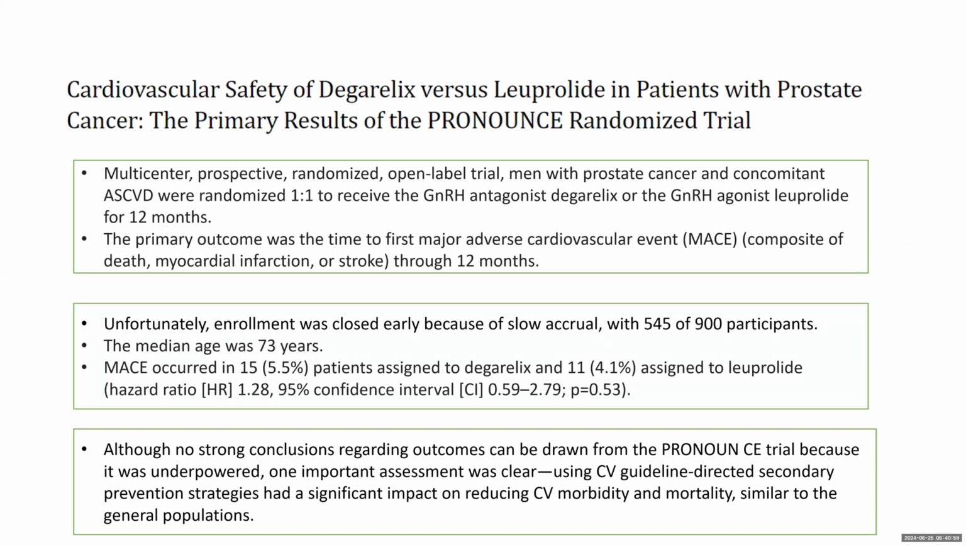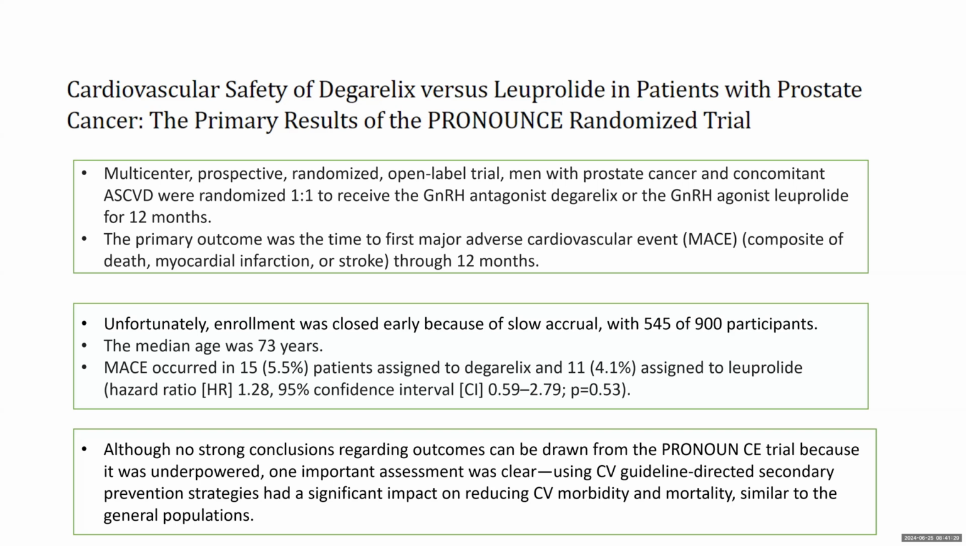There is the PRONOUNCED randomized trial, on cardiovascular safety of degarelix versus leuprolide in patients with prostate cancer. A multi-center, prospective, randomized, open-label trial, in which men with prostate cancer and concomitant atherosclerotic cardiovascular disease were randomized 1:1 to receive the GnRH antagonist degarelix or the GnRH agonist leuprolide for 12 months. The primary outcome was time to first major adverse cardiovascular event up to 12 months. Unfortunately, enrollment was closed early because of slow accrual, with 545 out of 900 participants.